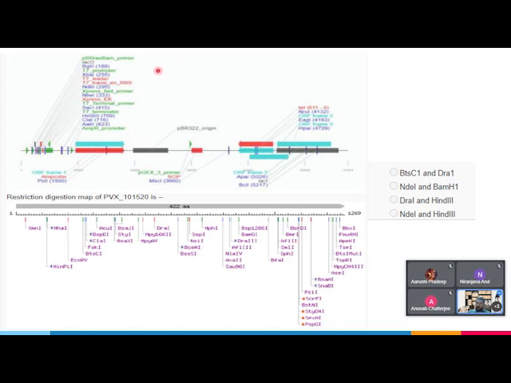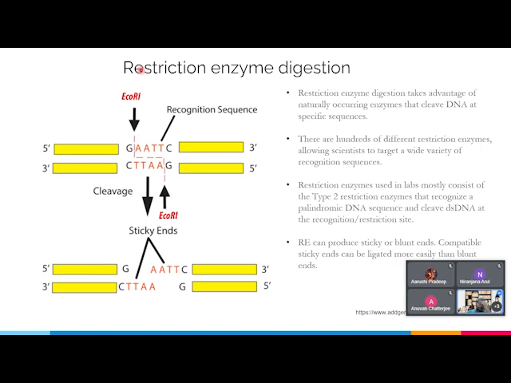Okay, so maybe we'll go through the slides and then we'll try and answer this. So first off the bat, let us know more about what restriction enzyme digestion is. Restriction enzyme digestion takes advantage of naturally occurring enzymes that cleave double-stranded DNA at specific sequences. The restriction enzymes detect a particular DNA sequence known as the recognition sequence, and then cut the dsDNA at the site known as the restriction site.